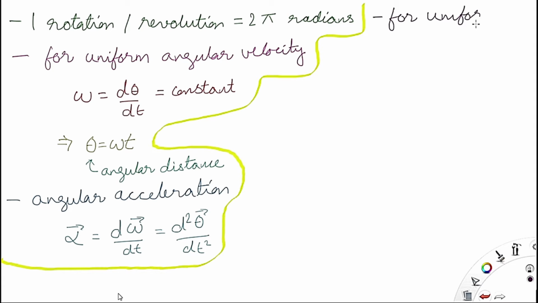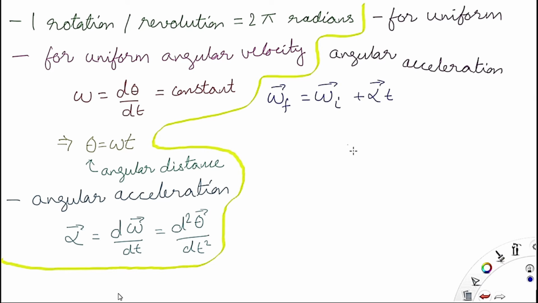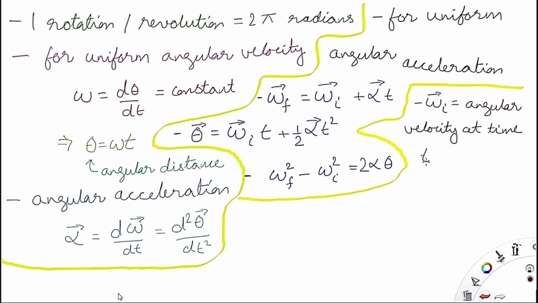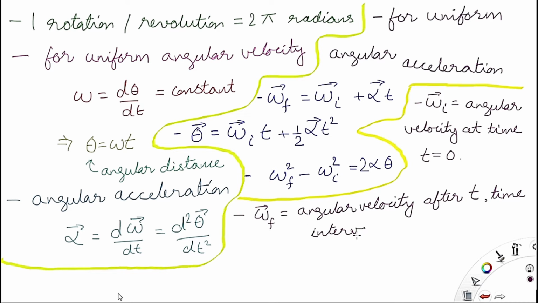Now for uniform angular acceleration, it is the same. In linear motion we have v is equal to u plus at, v square minus u square is equal to 2as, and s is equal to ut plus half at square. So we just replace a with alpha, u with omega i, and v with omega f. So we have got these equations.